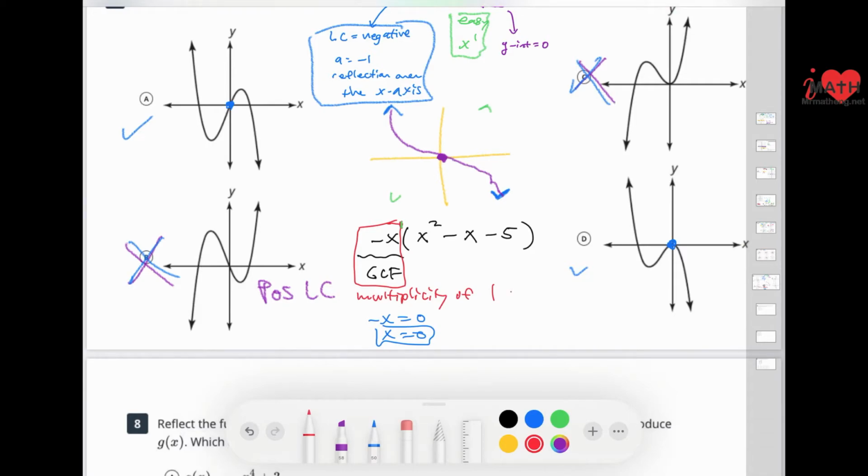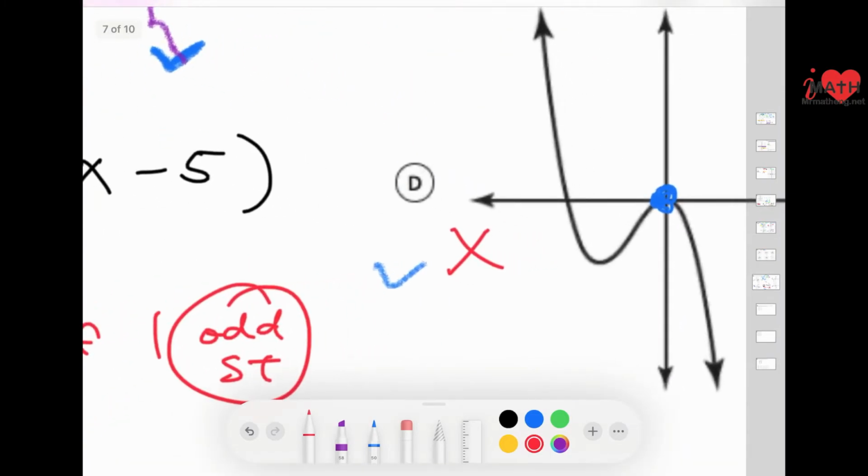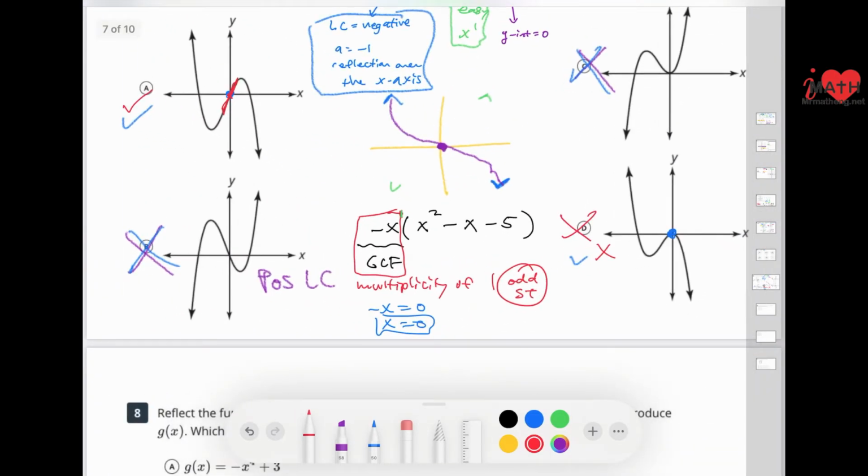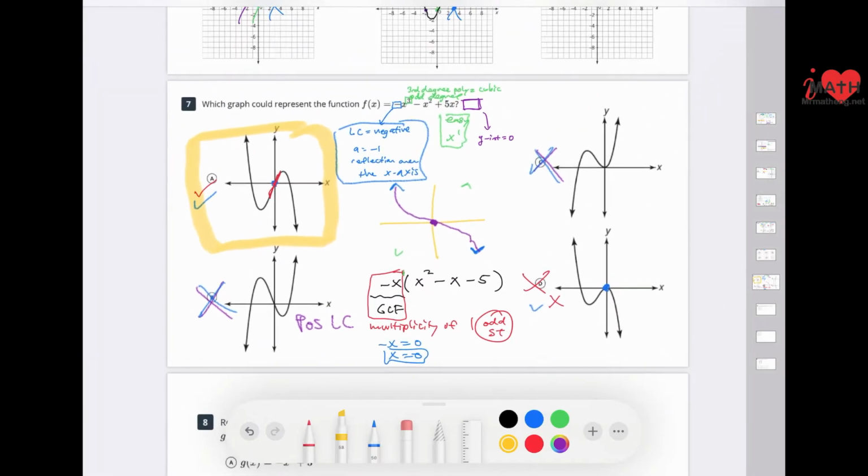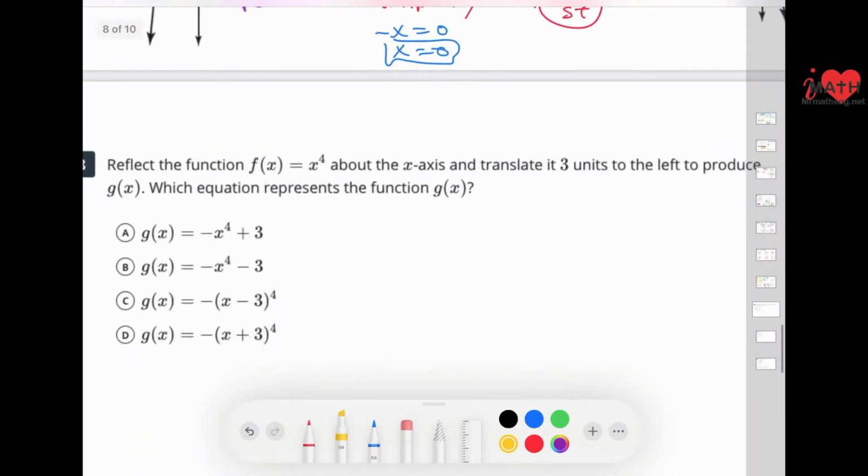Remember, this is odd multiplicity, which is a shoot through. This is shooting through the x-axis, and this one is not. This one is doing a bounce or a kiss. So it's not D. Our correct answer is going to be A. I actually did this without using a graphing calculator. Okay, let's try question number 8.